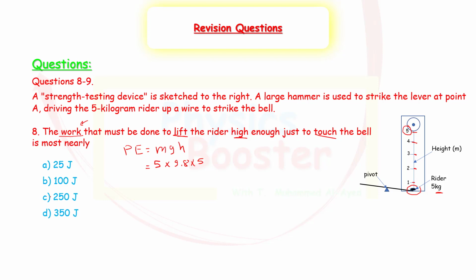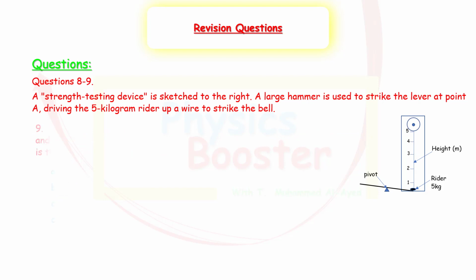And the closest answer in this case is 250 joules. So I would need to act 250 joules on a hammer to hit this pivot to be able to lift this rider a distance of 5 meters high. Again, we must neglect all forms of energy losses such as friction.